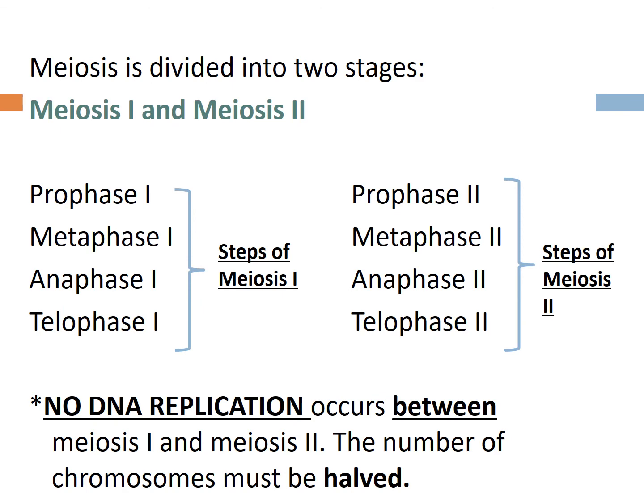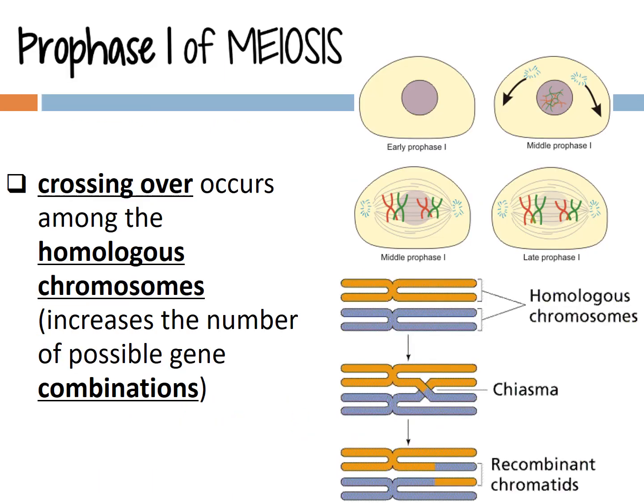Okay, so meiosis, like we said, is divided into 2 stages. All right, I need you to write steps of meiosis 1 here, steps of meiosis 2 on this side, or you can just put meiosis 2, you don't have to put steps. Also, there's no DNA replication that occurs between meiosis 1 and meiosis 2. Instead, the number of chromosomes must be halved. So we're looking at prophase 1 of meiosis 1. We're just going to fill this chart out really quickly and then we'll be done.